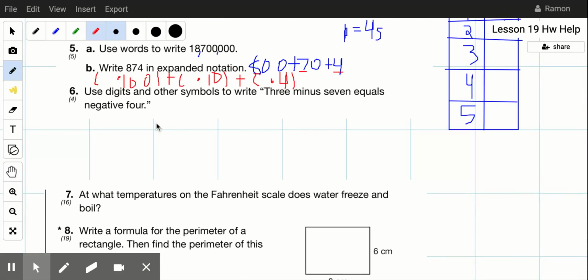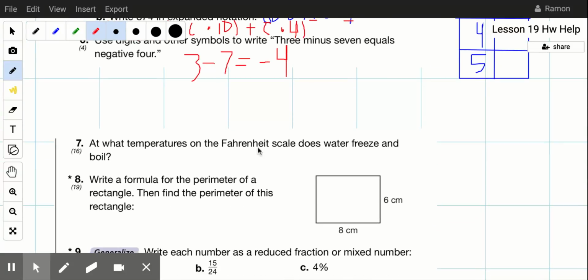All right, 6. Use digits and other symbols to write 3 minus 7. So minus being the subtraction symbol, and then the equals being the equal sign, and then negative 4. So we have this expression written out using our digits and our other symbols like our equations, a negative sign, the subtraction symbol.